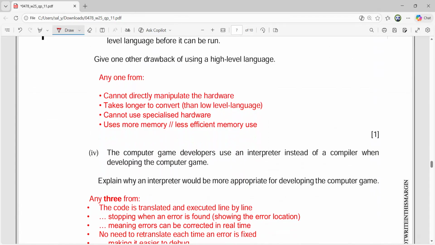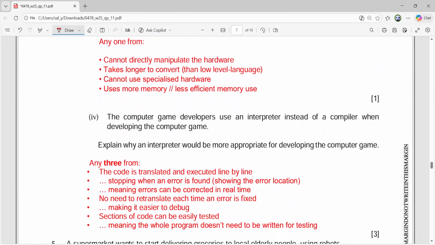Compilers have their own advantages or disadvantages. So what is the advantage of using an interpreter? The code is translated and executed line by line, and it will stop when an error is found. And it will even tell you the location of the error. It means that you can correct the errors just then and there. There's no need to retranslate every time an error is fixed.